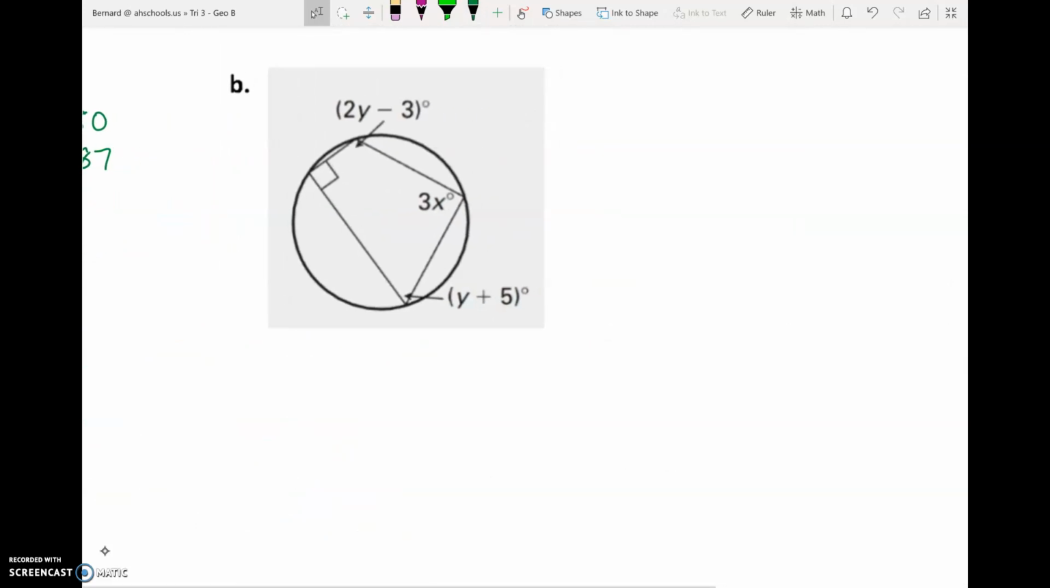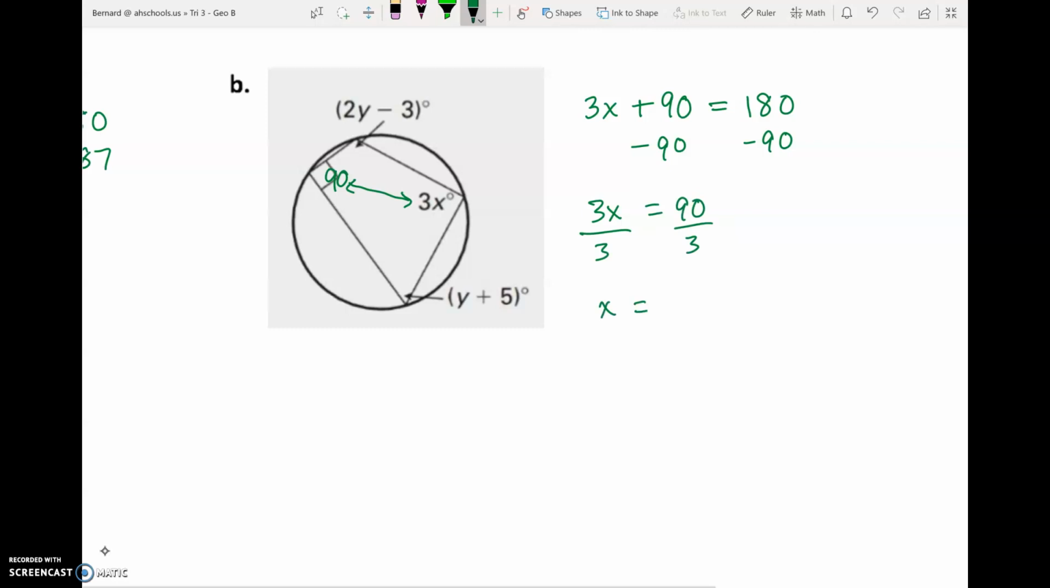Let's start with x. So 3x and the box are across from each other. Remember, the box is 90 degrees. And so to find x, we'll do 3x. And remember, we're adding the angles. So 3x plus 90, and together they equal 180. Subtract 90 from both sides. 3x equals 90. And divide by 3. X equals 30.